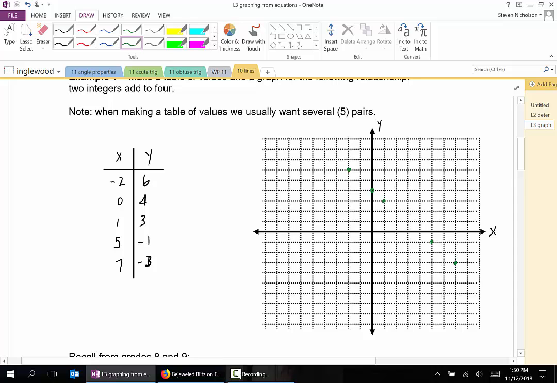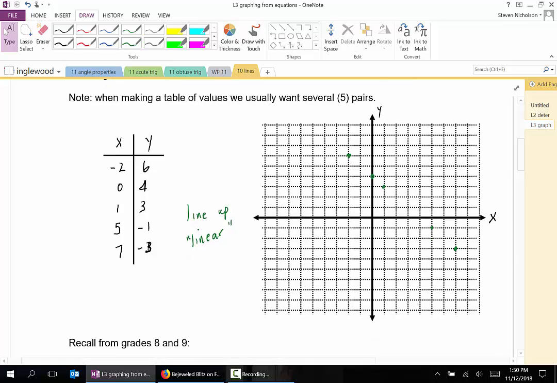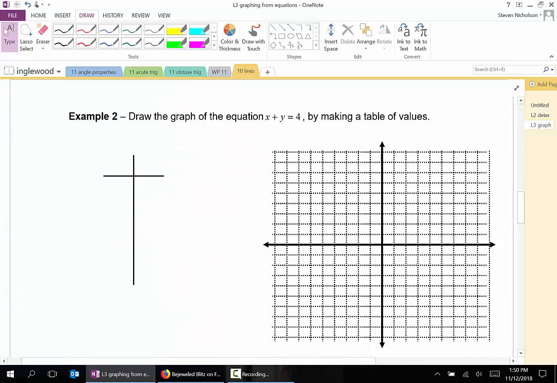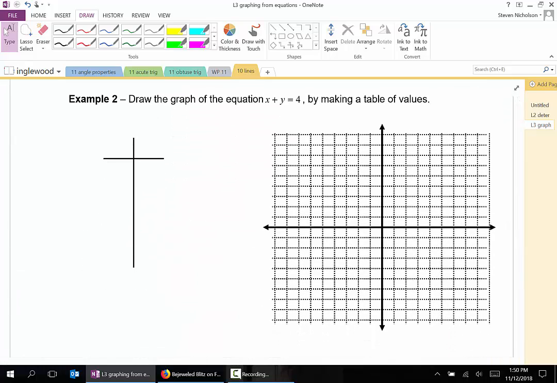And if I asked you, how are those 5 green dots related? I hope you would say they all line up. That means it's a linear relationship, and we're going to focus on those next lesson. So again, make a table of values, plot the points, and remember those key ideas. Order matters.